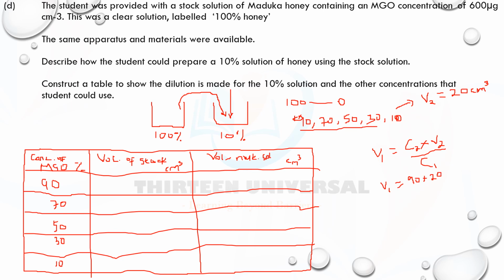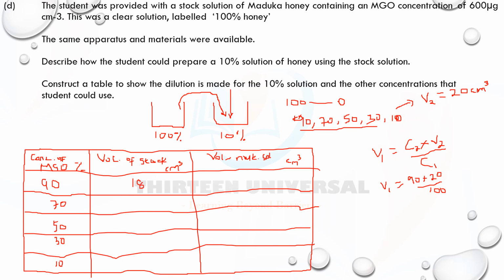Yeah, you can choose 10 too, right? That's the volume. Now, 100 is our C1. That's the stock. Every other one is going to be made from 100. So that would be 18. V1 is 18 for 90. So that means I'm taking 18 cm cube of the stock.